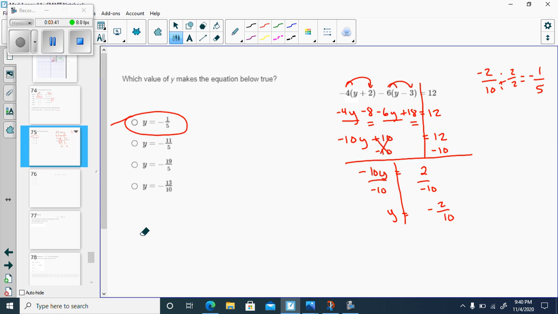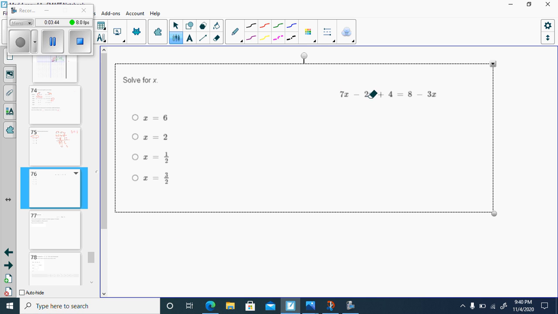Okay? Now let's look at the third problem. Solve for x. Here's our equation. There's our equal sign. This is already in its simplest form because here are our x's and here's our numbers. But here I can combine these like terms, 7x minus 2x to get 5x plus 4 equals 8 minus 3x. Now I need to get the x's all on one side and the numbers on the other. So what if I add this 3x to both sides? I now have 8x plus 4 is equal to 8.